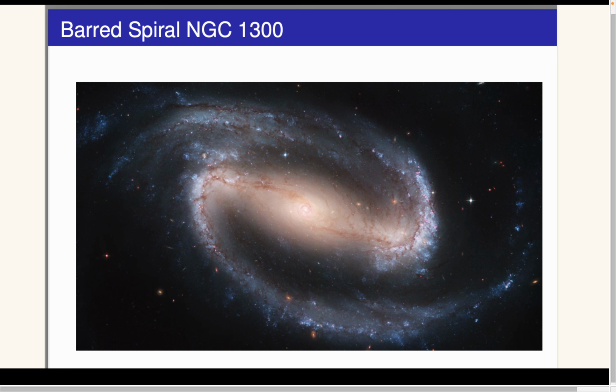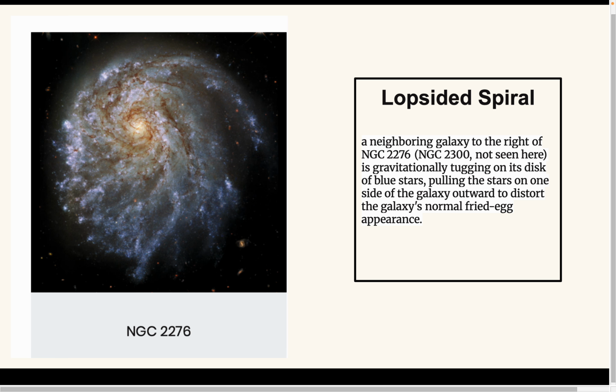The next thing we will discuss is examples of a few different types of galaxies. One such type is the barred spiral galaxy. This barred spiral galaxy is NGC 1300. Here you can see there are spiral arms in the outer region, and in the central region there is a bar-like structure. So NGC 1300 is a barred spiral galaxy.